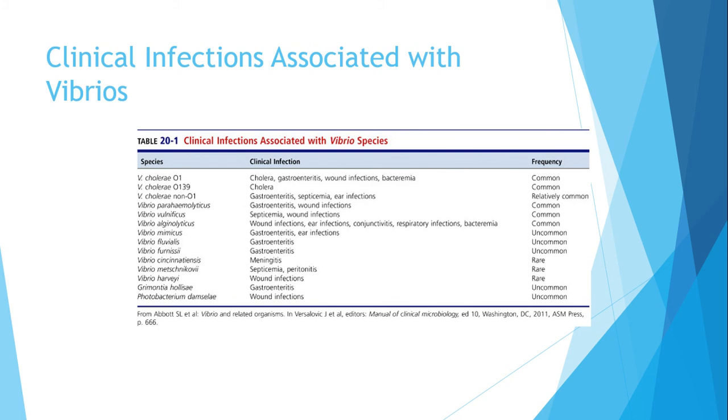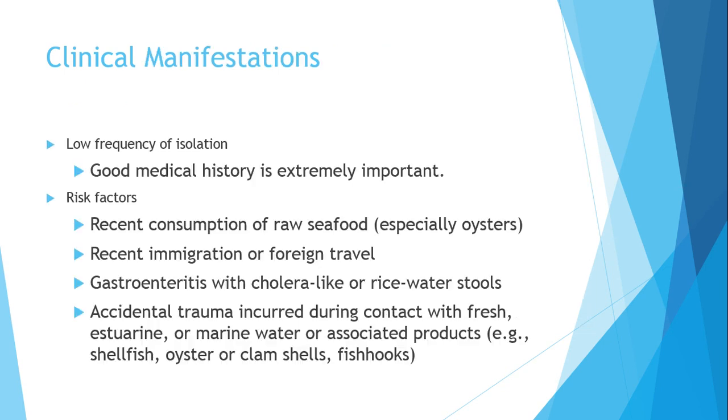So Vibrio cholerae is the number one pathogen for gastroenteritis, cholera. It can also cause wound infections, and if it gets in the blood, it can cause bacteremia. So with the majority of your Vibrio species, you'll see gastroenteritis. And cholera is a little bit different than your run-of-the-mill gastroenteritis.